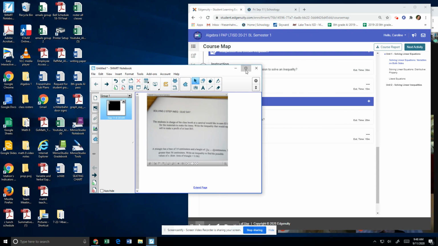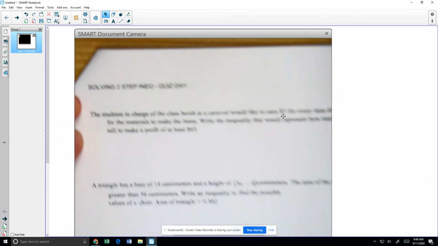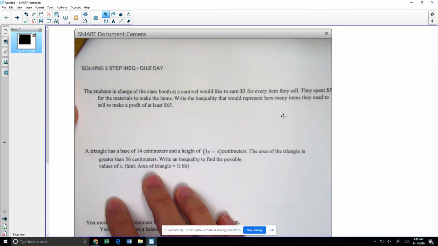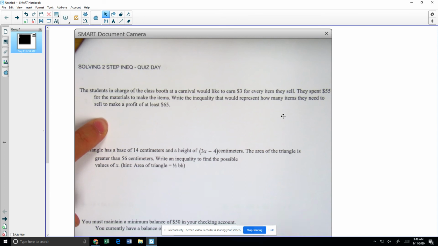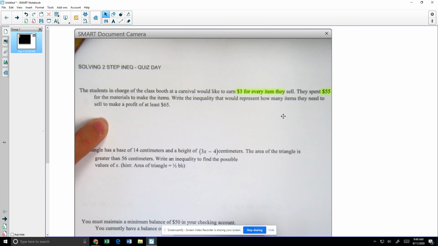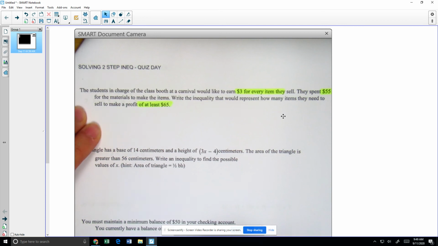All right, let's go over some word problems. You don't need to write this down. I'm not going to make you write down all of these words, but let's try to set it up correctly. The students in charge of a class booth at a carnival would like to earn $3 for every item they sell. They spent $55 for the materials to make the items. Write the inequality that would represent how many items they need to sell to make a profit of at least $65.